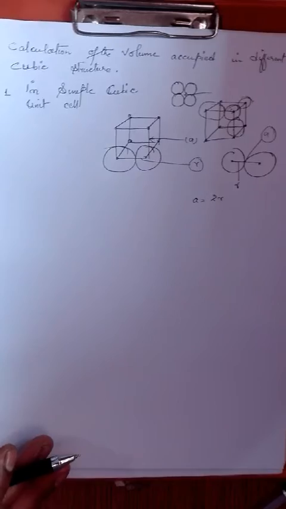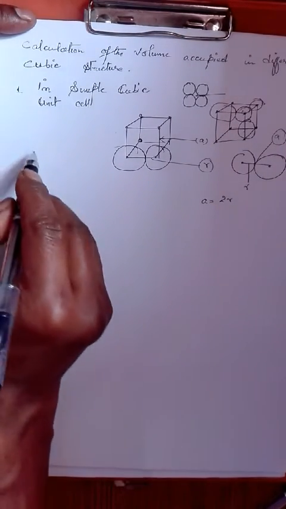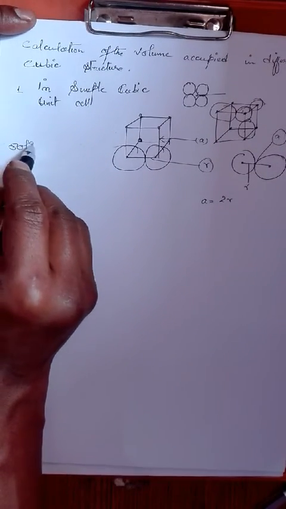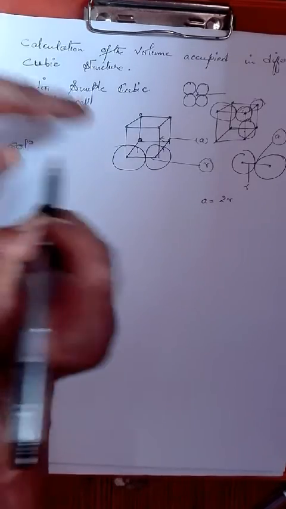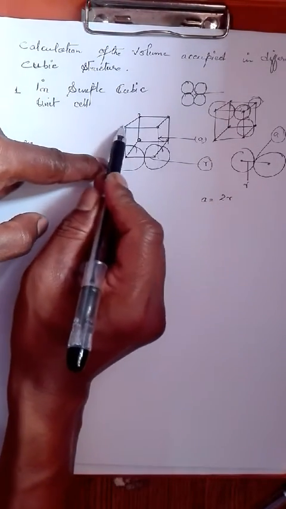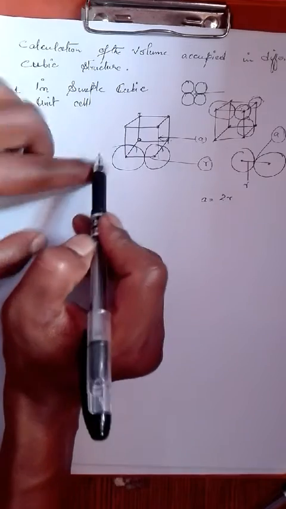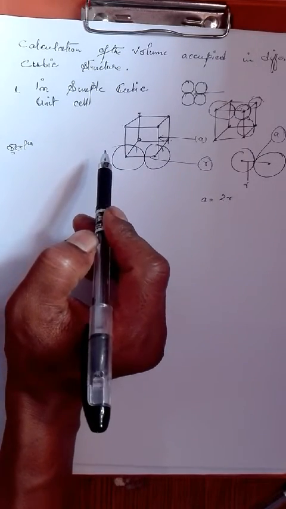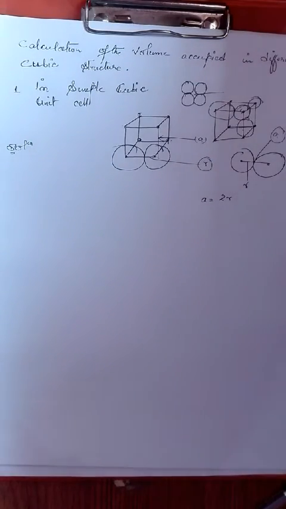Now I'm going to start the solution. Here, my target is to find out the total space occupied by these 8 constituent particles and the space left between them. Keep that in mind.